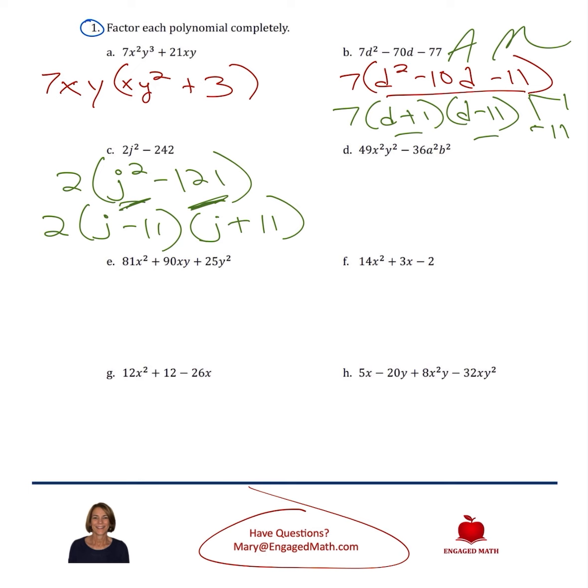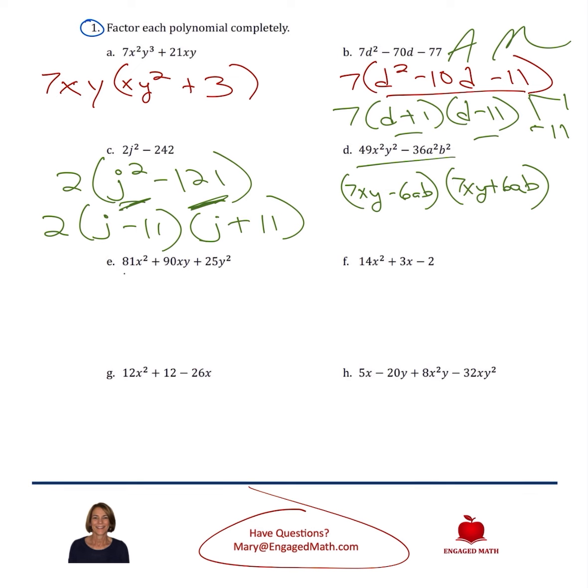Okay, the next one. There is no greatest common factor between these 2 terms. So it's simply 2 terms. There was no GCF. So we're going to take the square root of the first minus the square root of the second, and then it's going to be the square root of the first plus the square root of the second. Okay, that's it. That's everything we have to do.